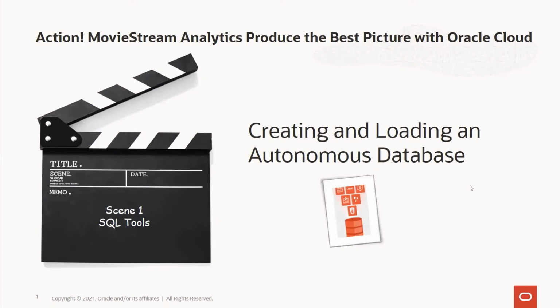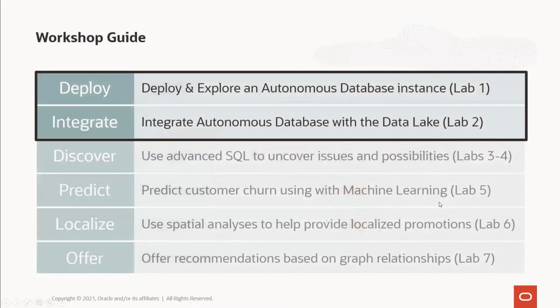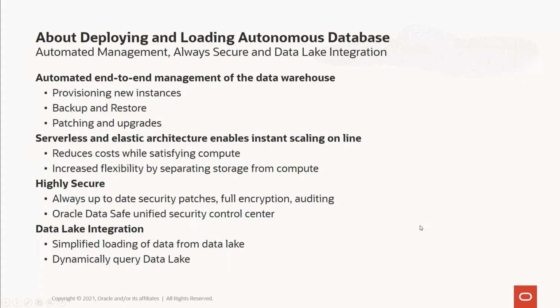Welcome to scene 1 of this MovieStream Analytics workshop. In these first couple of labs, what we'll be doing is creating and loading a brand new autonomous database instance. So in your workshop guide, we'll deploy and explore a little bit the autonomous database. Then we'll link it to our data lake, which has all of the data for our workshop, and we'll start loading that data into the database from the data lake.